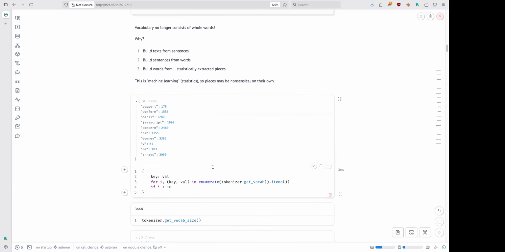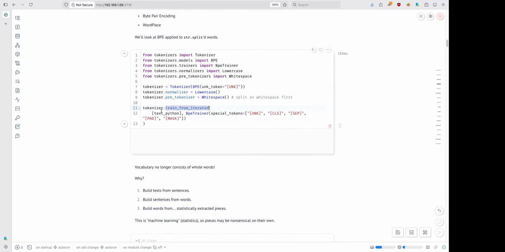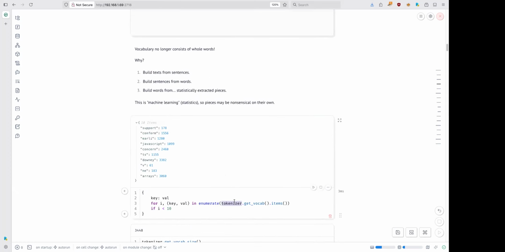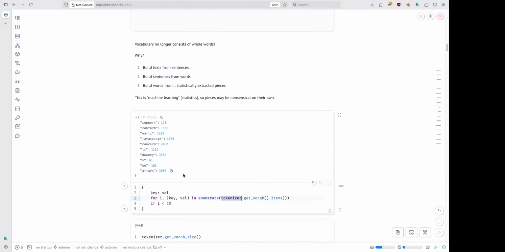Let's see this in action. We have the tokenizer, so we train it here on just the text about Python, the programming language, nothing serious here. We trained it, and let's have a look at the vocabulary. I mean, part of the vocabulary, because the vocabulary is huge. We have 3,500 tokens in the vocabulary that were automatically learned using BPE. So we have the following tokens. For example, support. Well, we see here that BPE is able to sometimes learn entire words.